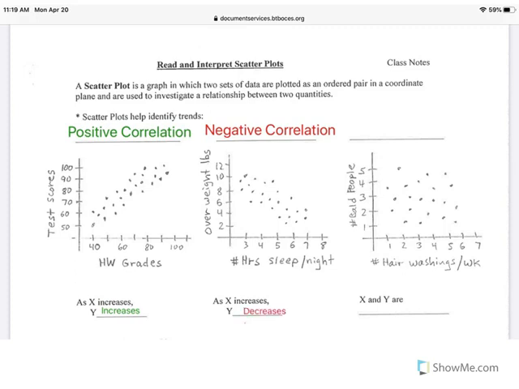Now in our final graph, we have the number of hair washings per week versus the number of bald people, and clearly these dots are just scattered, it looks random, and therefore there is no correlation. There's no relationship between the amount of times you wash your hair per week and the amount of bald people. And therefore x and y are not related. And so these are the three types of scatter plots that you'll see. You have to be able to recognize if, in fact, the scatter plot is positive, negative, or no correlation just by looking at how the dots are arranged.